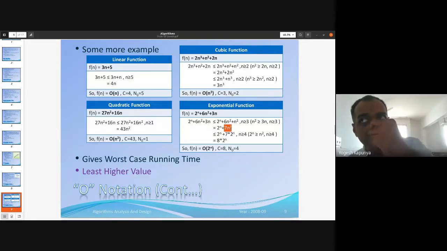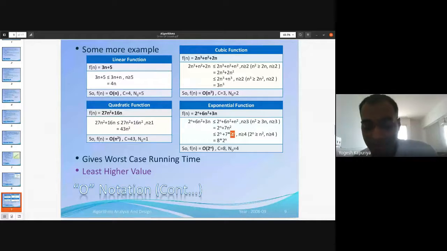Now again I need to apply some mathematical logic. N square is always less than or equal to 2 raised to n for any value of n greater than or equal to 4. Right? So you take n equal to 1, so 1 square is 1, 2 raised to 1 is 2. 2 square is 4, 2 raised to 2 is also 4. 3 square is 9, 2 raised to 3 is 8. Now 9 is not less than 8.